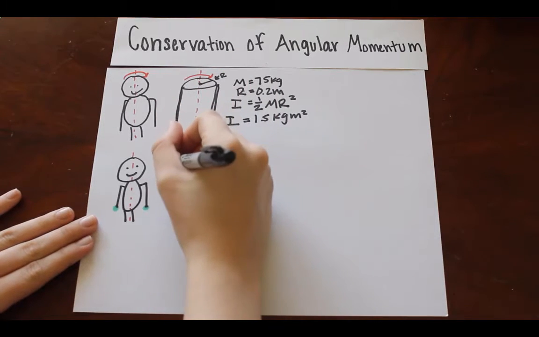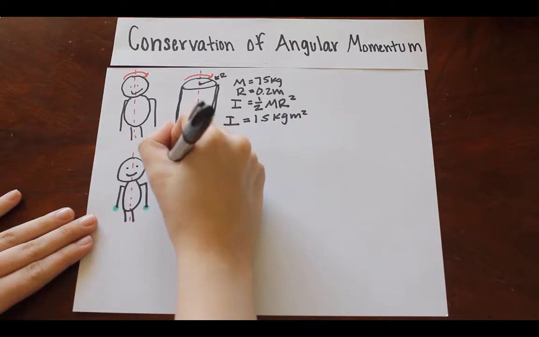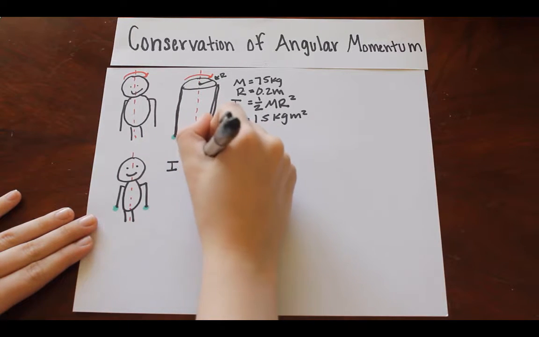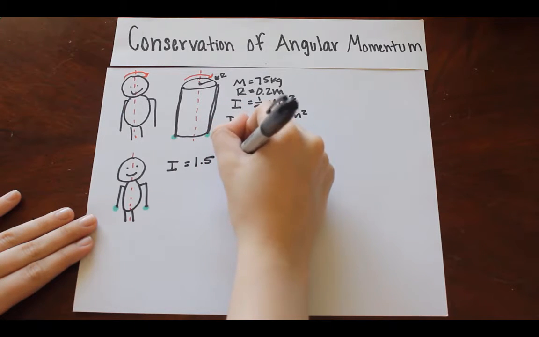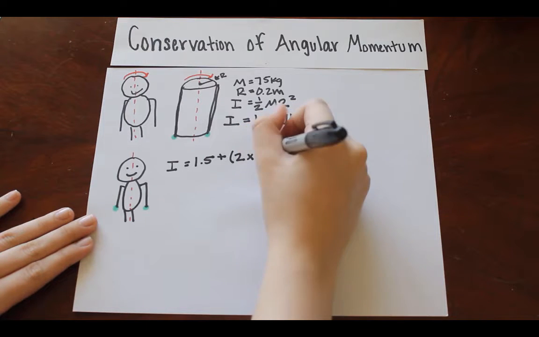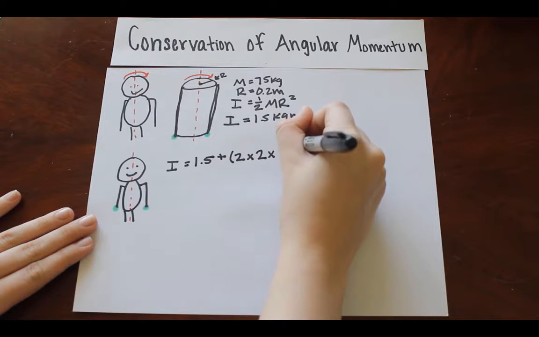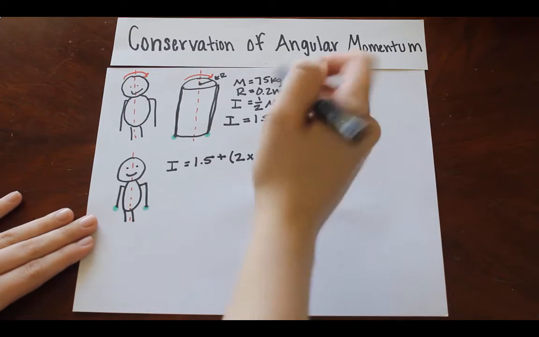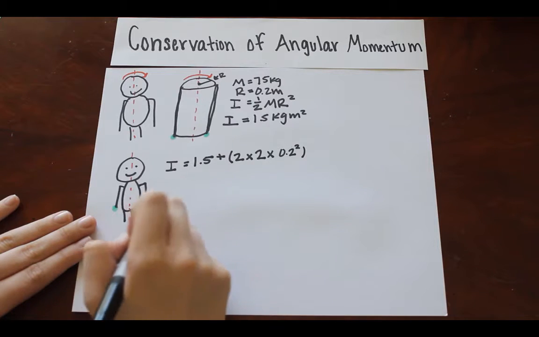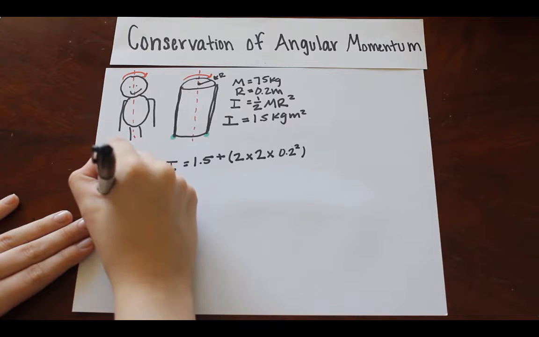person as 1.5 kilogram meters squared, we can use that as the base of our formula, and then we can just add on the inertia of the weights. So it's going to be 2 for the 2 kilograms times 2, because there are 2 of them, times 0.2 squared. Because he's holding a weight in each hand, so he has both radiuses. So we're going to multiply that out, and we should get I as 1.7.